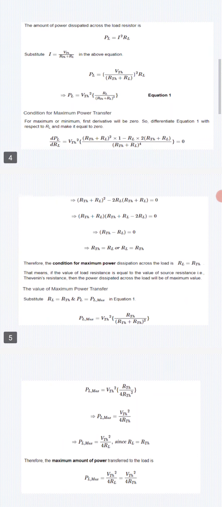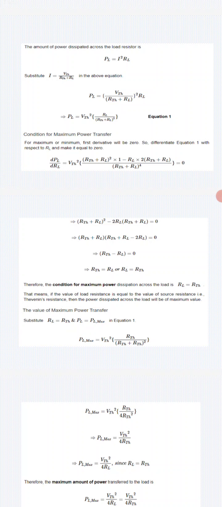So the amount of power dissipated across the load resistor, PL, equals I squared times RL. Substitute I equal to V by (R Thevenin plus R load) in the above equation. So equation 1 shows that PL equals V Thevenin squared multiplied by RL divided by (R Thevenin plus RL) squared. So there is a condition for maximum power transfer.